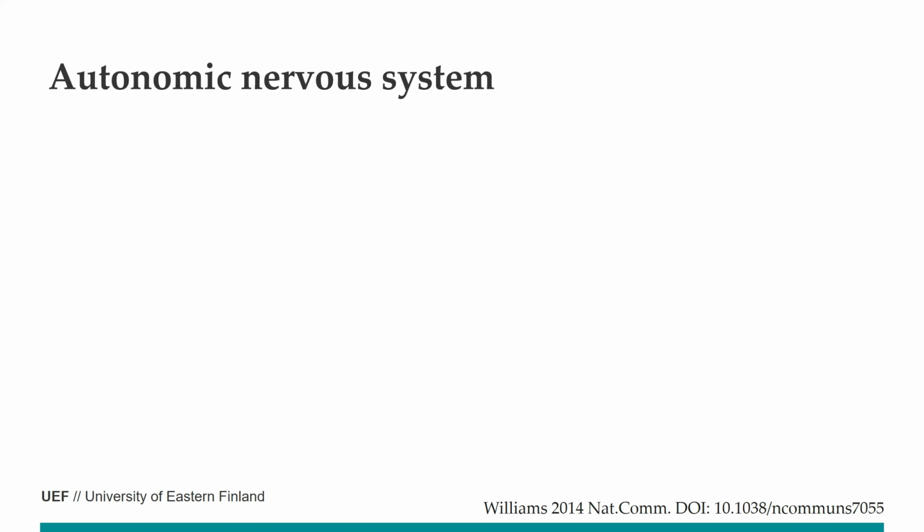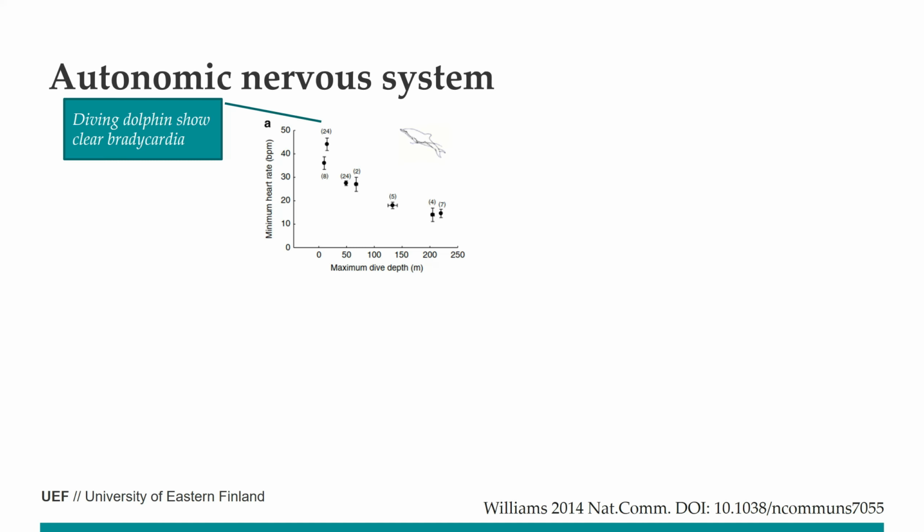Okay, what about then how it's regulated? How can you have either an active or non-active heart? Well, for that reason we have the autonomic nervous system. So when we have a dolphin, when it's diving, you can see that the minimal heart rate is reduced quite linearly. So that's showing quite a clear bradycardia.